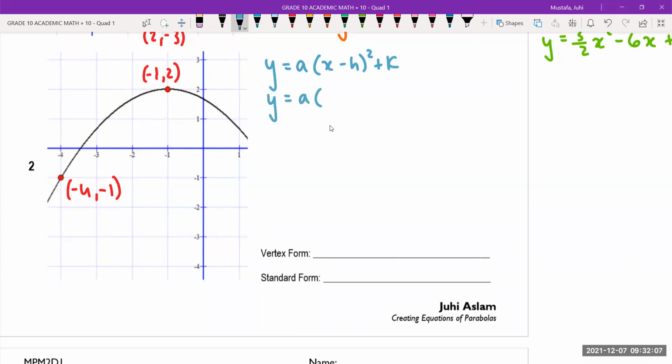Just pick one. Yeah. So if the vertex has an x value of -1, what am I going to put inside the bracket? I'm going to put +1. So it's going to be (x + 1) squared. And then if this value is 2, what am I going to put over here? Just a +2. So the only one that changes the sign is the x value.